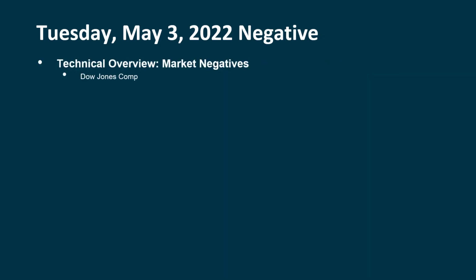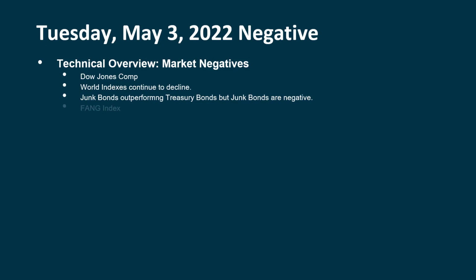So let's go through and look at some of the negatives. The Dow Jones Composite is still negative. World indexes continue to decline. Junk bonds are outperforming treasury bonds, which junk bonds are negative. The FANG index, it was up a bit, but it's still in a downtrend.